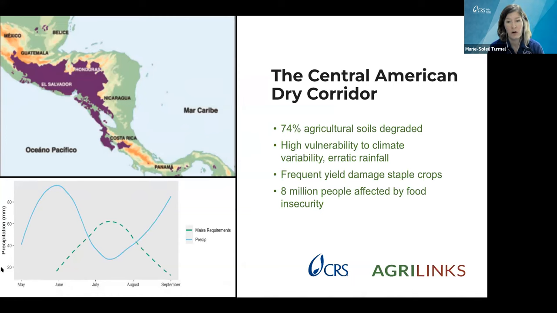And this region has been defined over the past 10 years as one of the regions with the highest vulnerability to climate change, the main threat being erratic rainfall and droughts that occur right in the main staple crop production season that can lead to severe yield damage. And according to the World Food Program, hunger has increased fourfold in Central America since 2018, affecting close to 8 million people. Next slide, please.